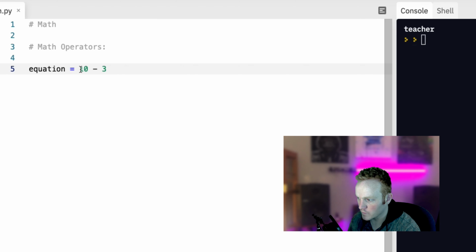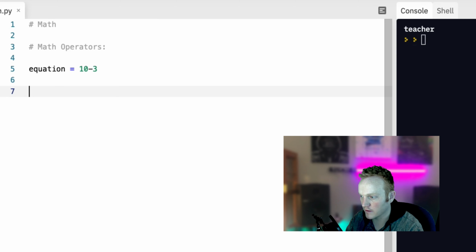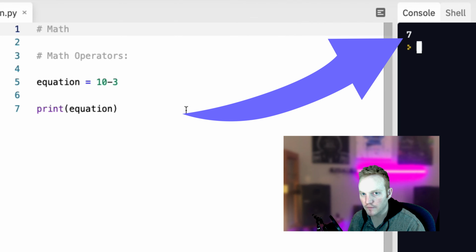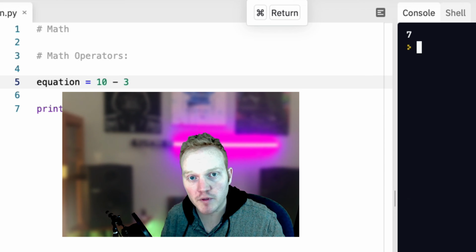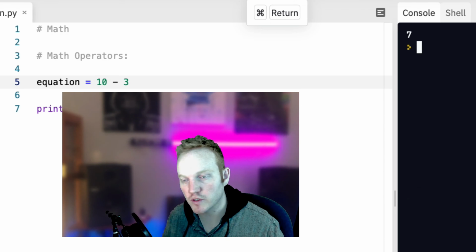We've seen this once before, but I want you to notice that there is white space around this. Now, it is a good practice to have white space on either side of your operators because of legibility. This actually will run, and I can prove it to you if we don't have that space there. If I print equation and hit run, you can see that it prints 7. 10 minus 3 is 7. Still works. Even without that white space, it prints out that 7. This is pretty common throughout all coding languages. You should typically have white space around your operators.